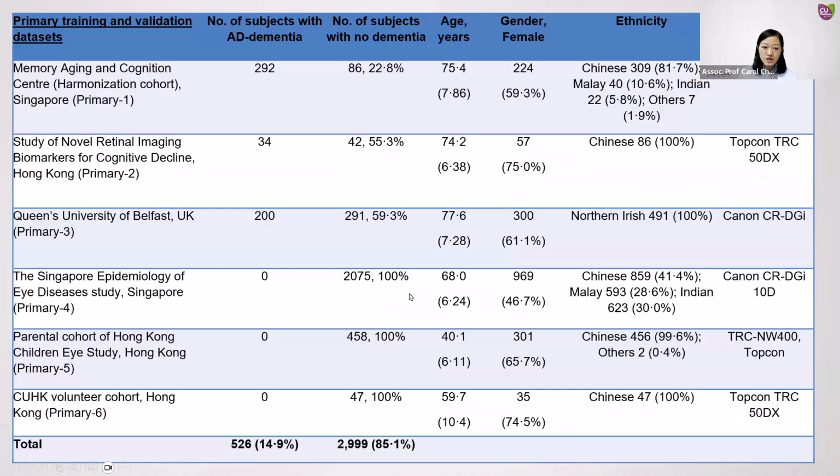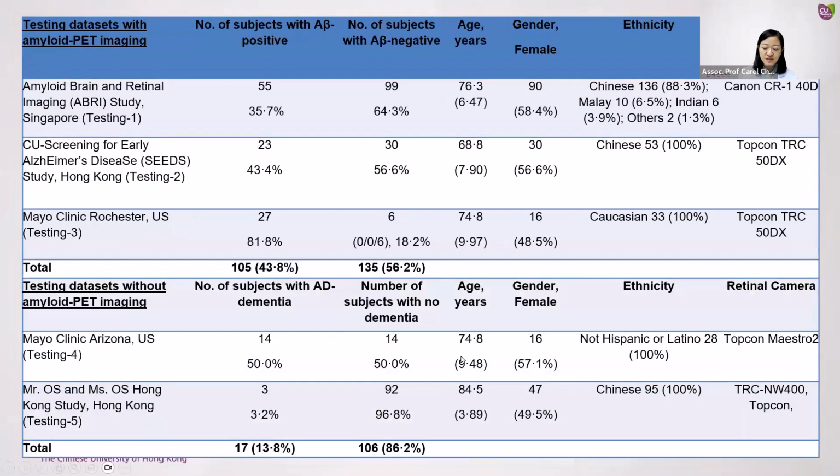In this study, we used retinal photographs from 526 subjects with AD dementia and 2,999 subjects with no dementia from 6 datasets from Hong Kong, Singapore, and UK for training and validating our deep learning algorithms. In addition, 3 external datasets with amyloid PET imaging and 2 testing datasets with clinical data labeled from Hong Kong, Singapore, and US were used for testing our algorithms externally.